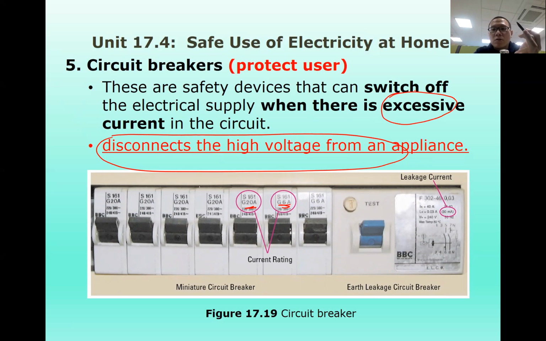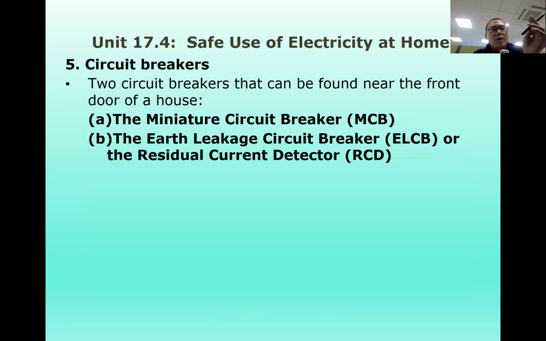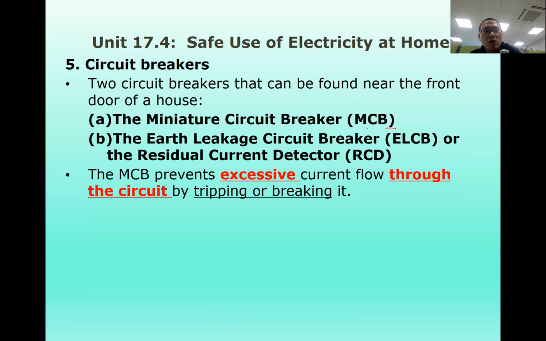Okay, it will actually so-called trip. It will actually disconnect the appliances. As a result, you disconnect high voltage from the appliances and you prevent any electrocution. Okay, loosely speaking, in Singapore, in Southeast Asia, there are actually two types of circuit breaker. One we call the MCB, miniature circuit breaker, which actually behaves like a fuse.